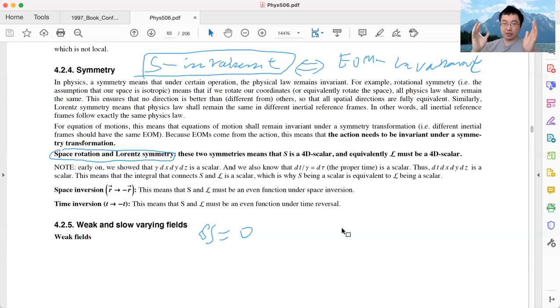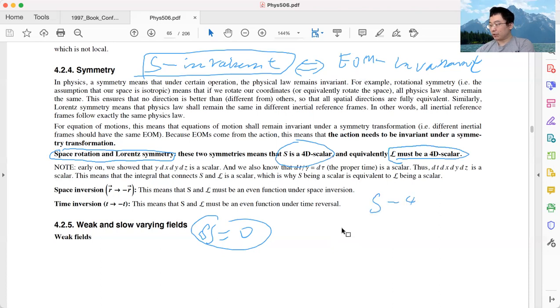So when I do a Lorentz boost, my action should stay the same. Because my action stays the same, the variation of action will stay the same. The variation of the action is the equation of motion, so the equation of motion will stay the same. In other words, my action needs to be a 4D scalar. Or equivalently, the Lagrangian density needs to be a 4D scalar. Okay? So my action needs to be a 4D scalar.